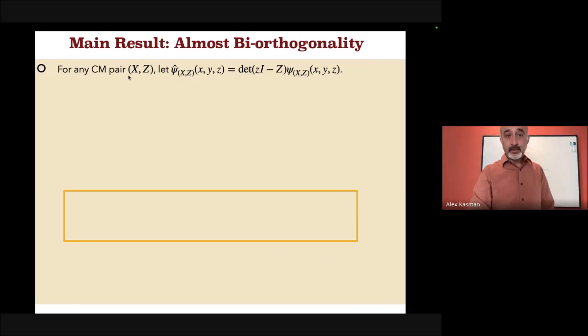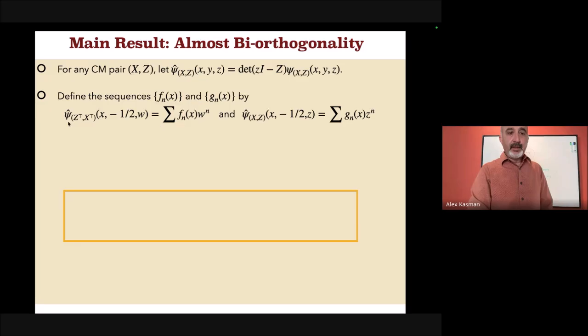So for any Calogero-Moser pair, you take this normalized version of the wave function. This is the wave function that George Wilson already talked about, and I'm just normalizing it, multiplying by the characteristic polynomial of z, because then this becomes a holomorphic function in z. Now I can expand it as a power series. That's really the only reason that's there. It's not anything deep.